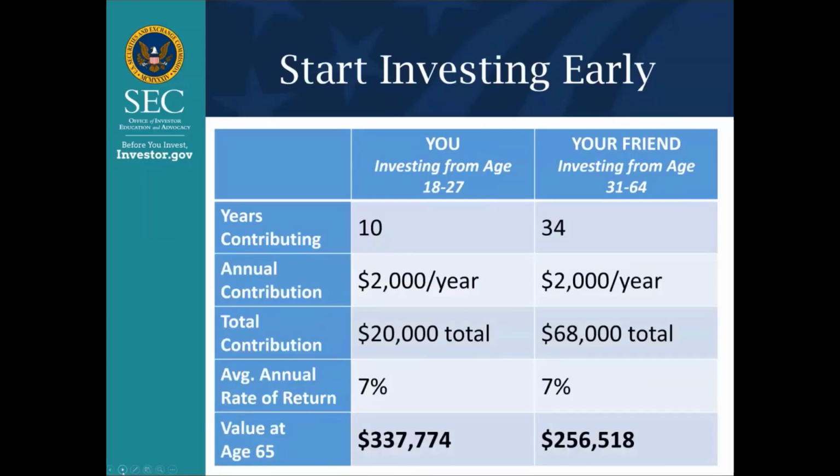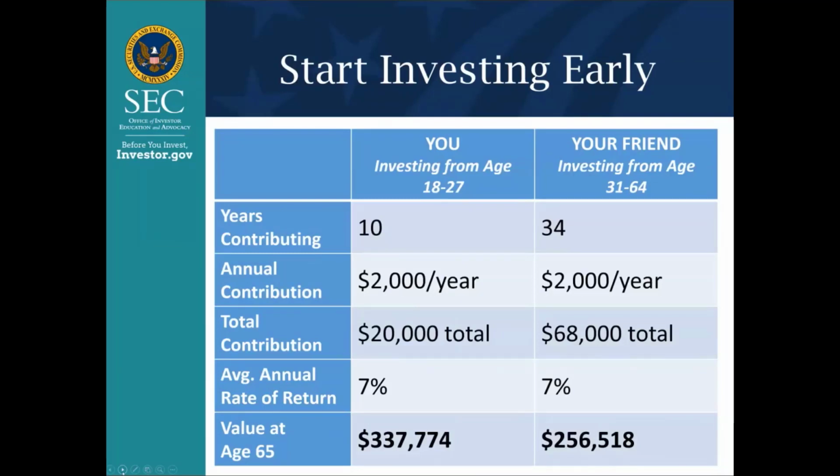This shows why you should take advantage of the power of compounding as early as possible. Let's say this is you on the left. You put $2,000 annually in your mutual fund for 10 years, starting at the age of 18 and continuing to 27. You never put another penny in after 27, but earned an average of 7% annually and retired at 65 with $337,774.